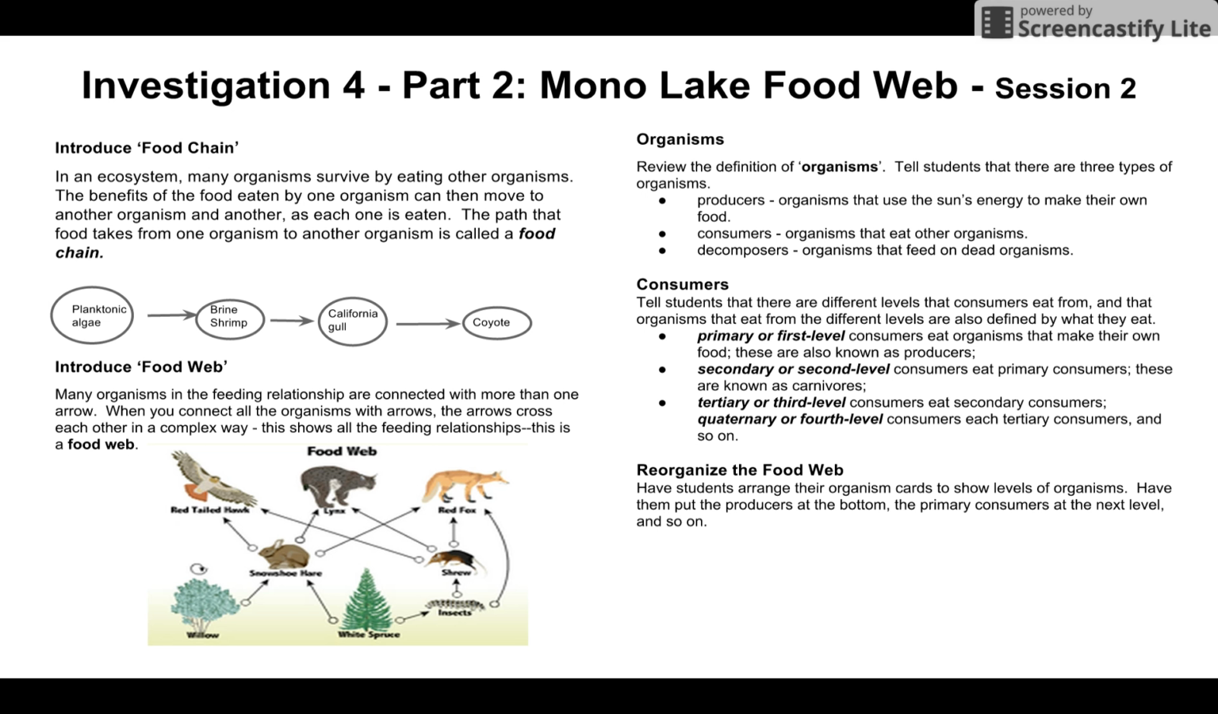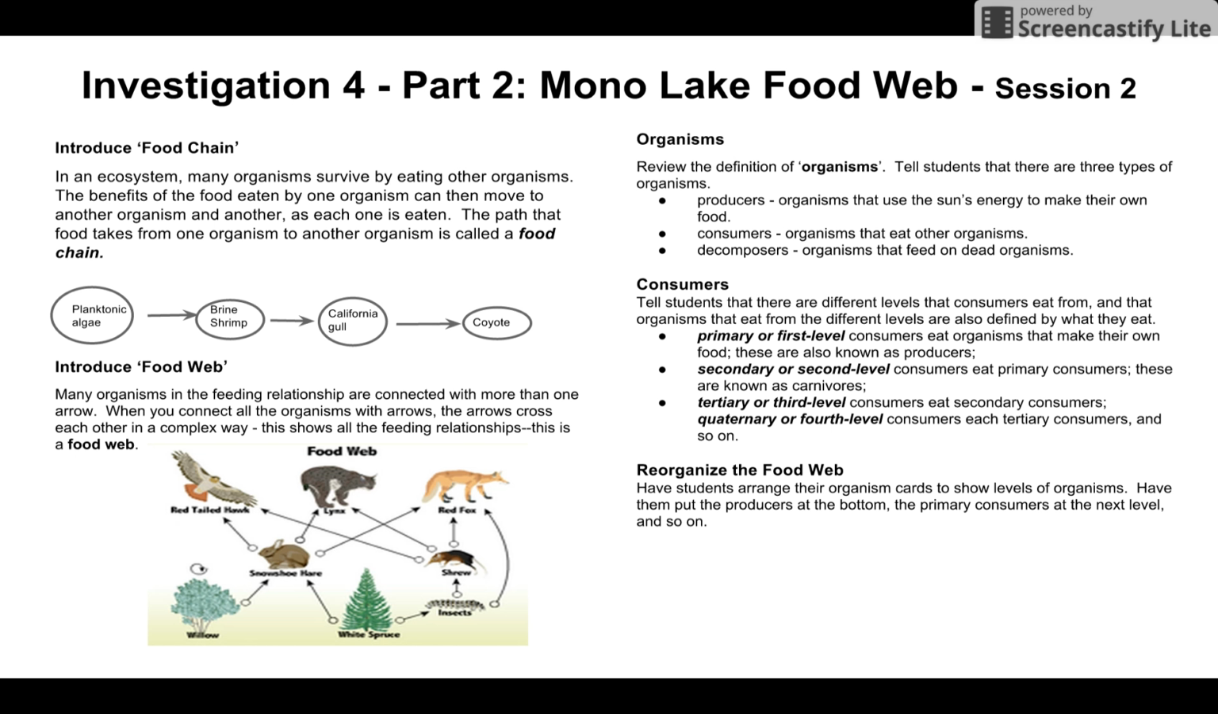Primary or first level consumers eat organisms that make their own food. Secondary or second level consumers eat primary consumers. Tertiary or third level consumers eat secondary consumers. Quaternary or fourth level consumers eat tertiary consumers, and so on.